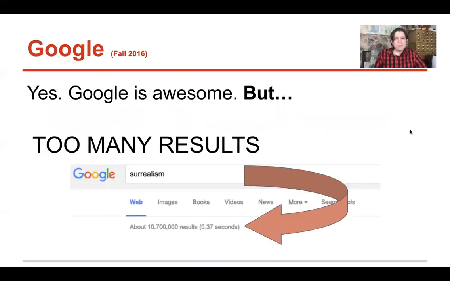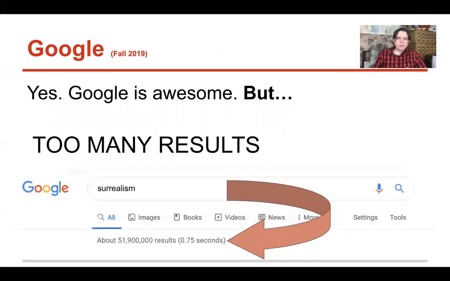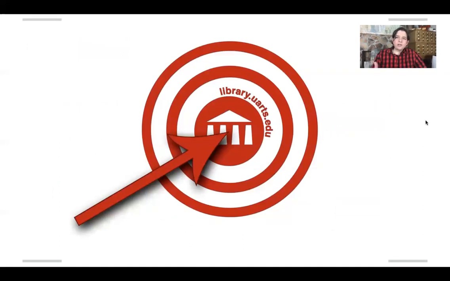But then there's what I consider the ironic flip side of Google. So many results. Here you can see in 2016, I did a quick search on surrealism and got 10 million results. Did it again in 2017, 44 million results. Why not one more time, 2019, almost 52 million results. So Google shows you a lot of stuff. Well, we here at the library hope we provide resources that are more on target for what you need.